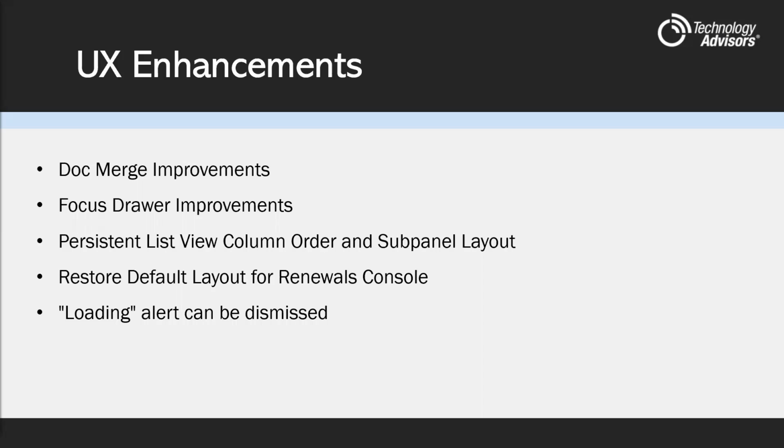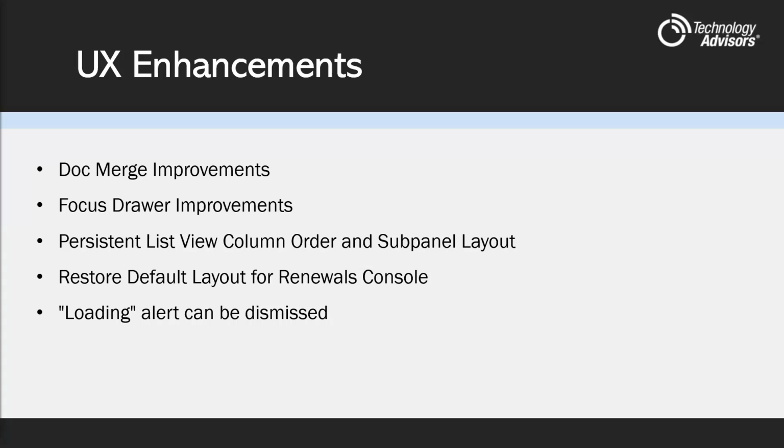The focus drawer is now also available in more places. It used to be you'd be looking at, let's say, the name of an account, and you didn't have the little boxes to open the focus drawer. They're adding that in more places, places like the purchase history dashlet and the email and message cards in the timeline dashlet. We also now have persistent list view, column order, and subpanel layout.